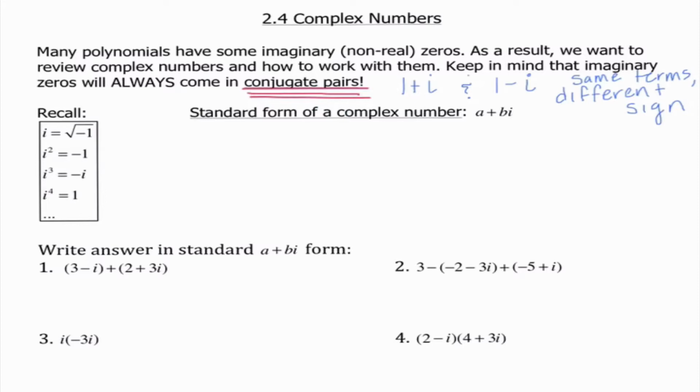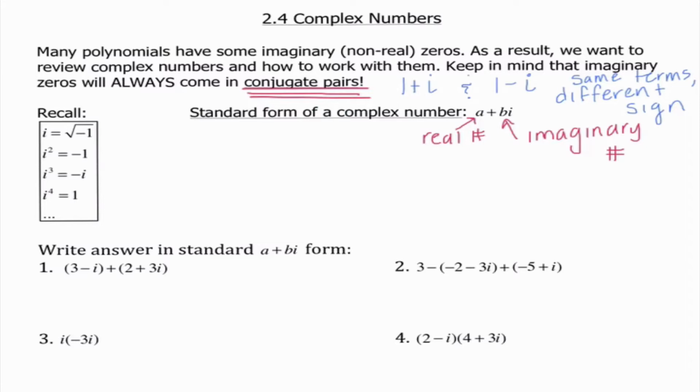If we look at the standard form of what we call a complex number, we have a plus bi. The whole purpose of a complex number is that it is a way that we can write any number that has a real part and an imaginary part. We can see a represents our real number, so we always put the real number first. And then we put bi, which represents our imaginary number, second.